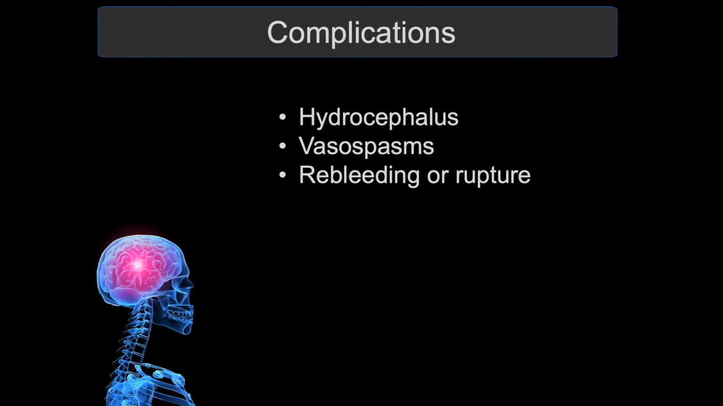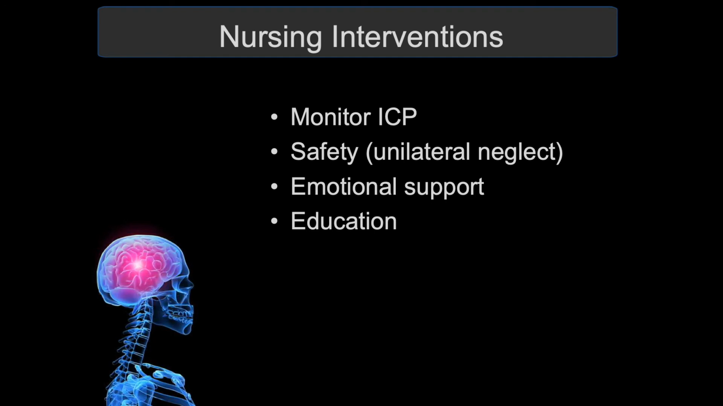Complications of thrombolytic therapy designated for stroke include hydrocephalus, vasospasms, bleeding, rebleeding, or rupture of an existing AVM or aneurysm. Because of this, the nurse should monitor for signs and symptoms consistent with increasing intracranial pressures, provide for safety, particularly in those patients suffering from neglect, unilateral neglect, visual disturbances, or others, provide for emotional support for the stress of being diagnosed with a stroke, and provide for education, including but not limited to community resources.